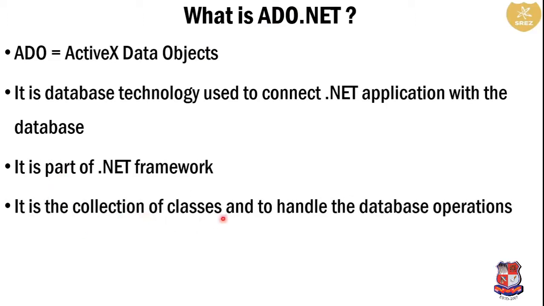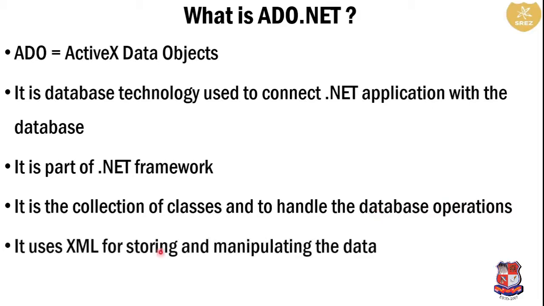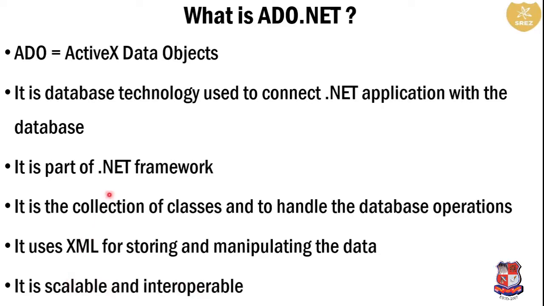It is the collection of classes, so it is the namespace, or we can say the API to handle various database operations like insert, update, delete, whatever. It uses the XML for storing and manipulating the data. So what is XML? XML means extensible markup language. So this language is used for storing and manipulating the data by the ADO. It is scalable and interoperable. Scalable means it can be used for larger enterprise organizations, and interoperable means many types of databases can be handled by the ADO.NET.